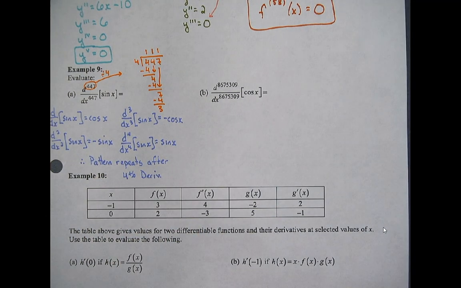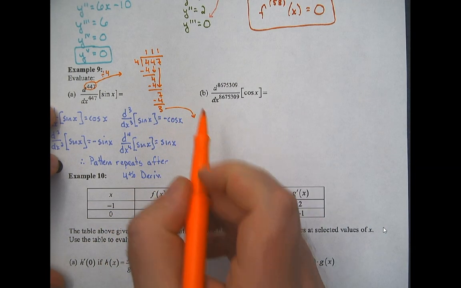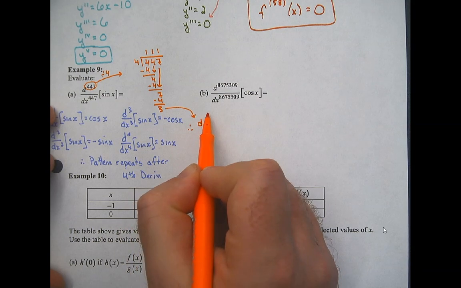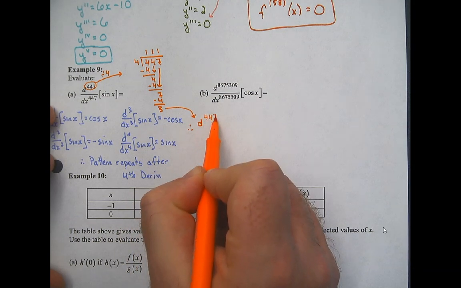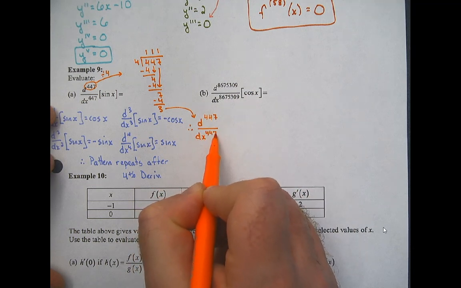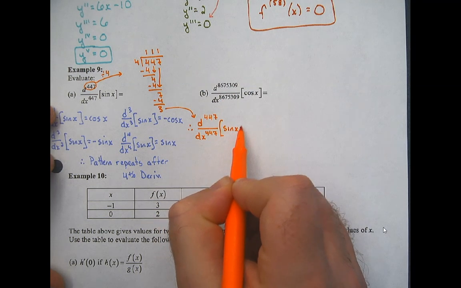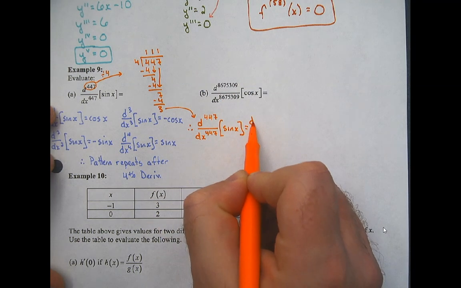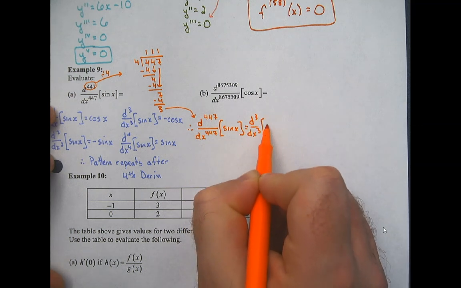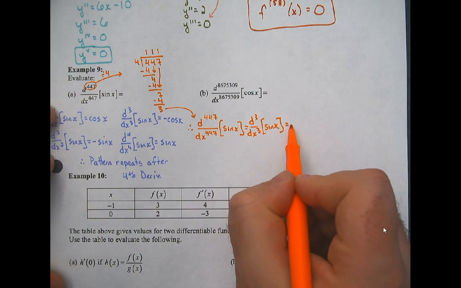So I can now say, therefore, the 447th derivative of sine is exactly the same as the third derivative of sine, which is, what's the third derivative of sine? Negative cosine.